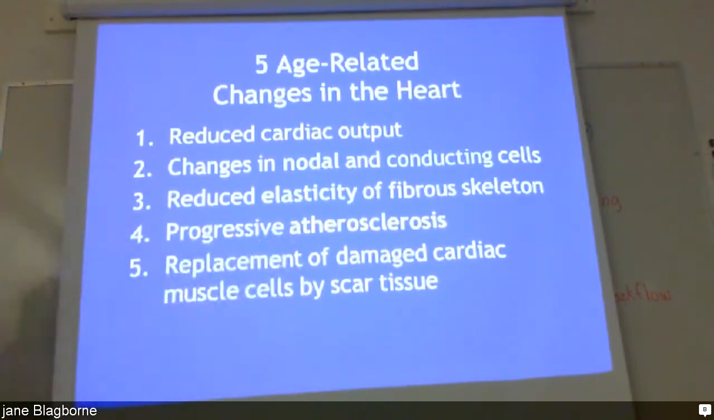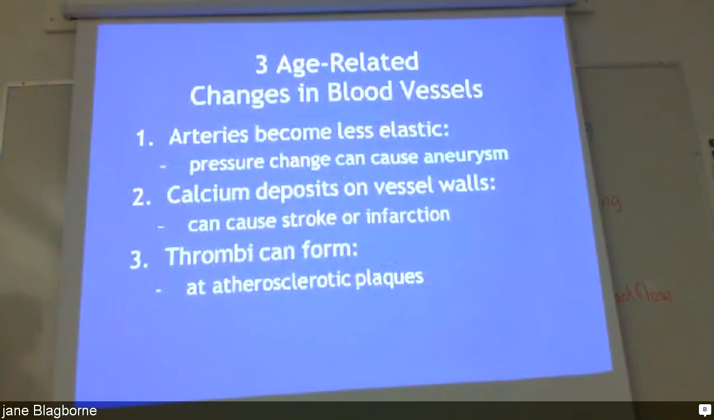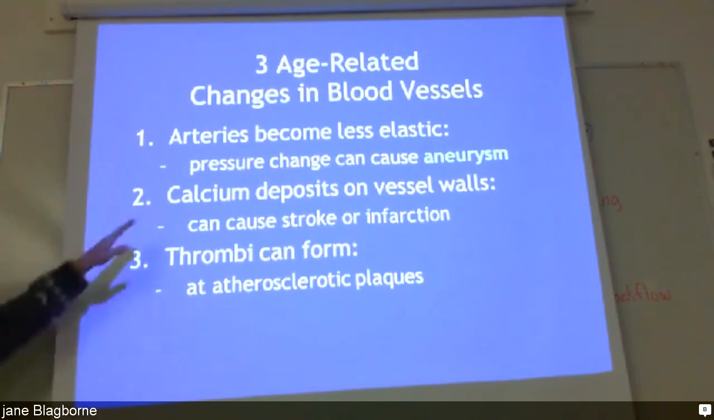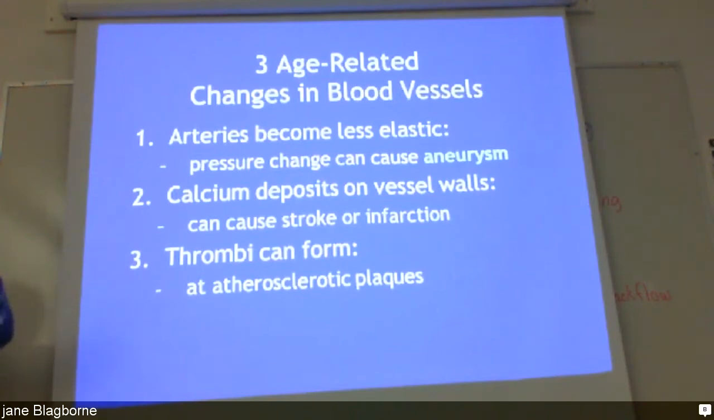Atherosclerosis, of course, is increasing, especially if they're smokers, or if they have a high fat diet and high lipids in their system. Just mention the aneurysm because of the less elasticity of the vessels. Calcium deposits on the wall. Usually calcium deposits happen when the plaques are formed. They're already on the wall. And then the calcium comes along and starts depositing in that plaque.